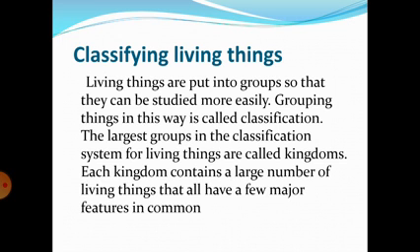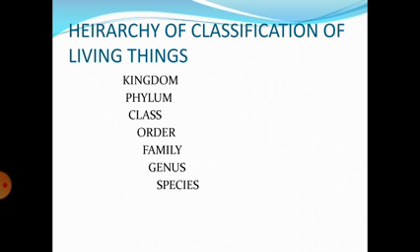The largest groups in the classification system for living things are called kingdoms. Each kingdom contains a large number of living organisms that all have a few major features in common. So here is the hierarchy of classification of living things. Living things with a few major features in common are grouped together in a kingdom.